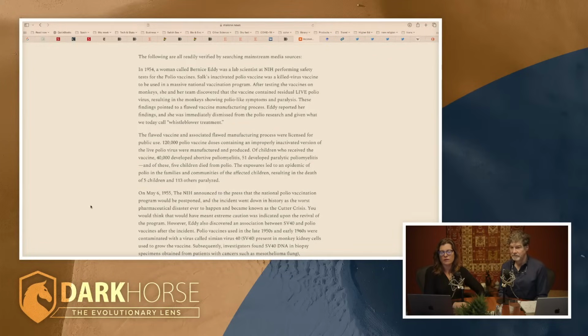Of children who received the vaccine, 40,000 developed abortive poliomyelitis, 51 developed paralytic poliomyelitis, and of these, 5 children died from polio. The exposures led to an epidemic of polio in the families and communities of the affected children, resulting in the death of 5 children and 113 others paralyzed. And let me just say, abortive poliomyelitis, which is not a phrase that I was familiar with before reading Sophia's article, basically refers to a weak case, a minor case of polio. Yeah, a transient minor case.